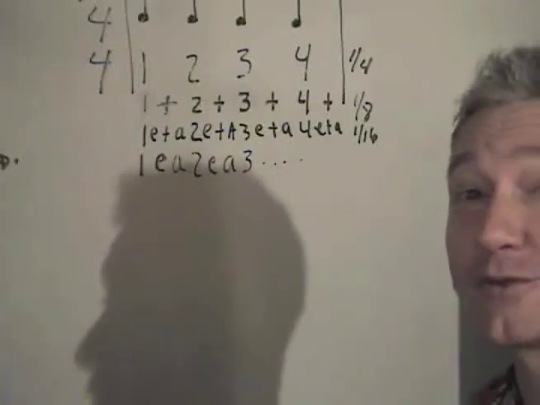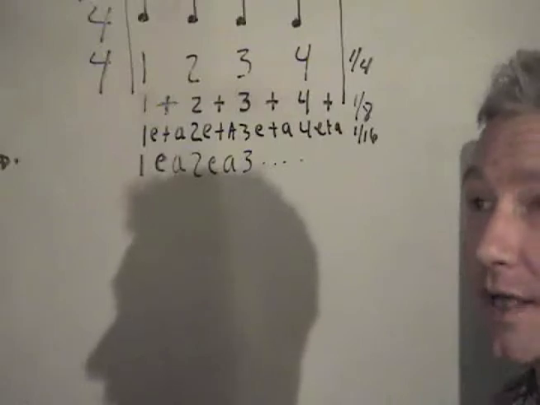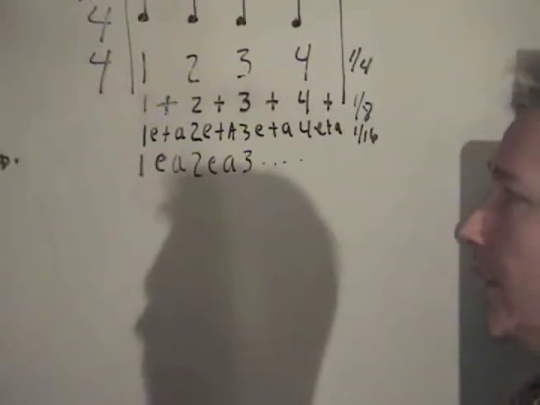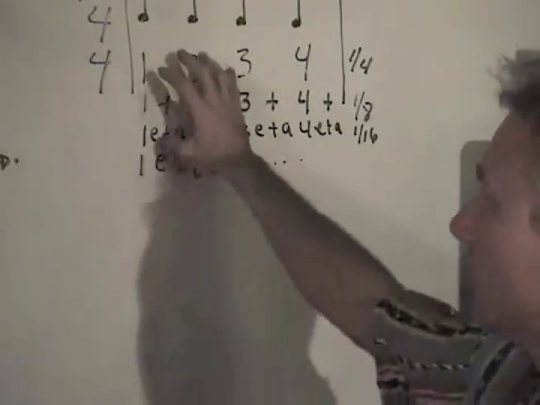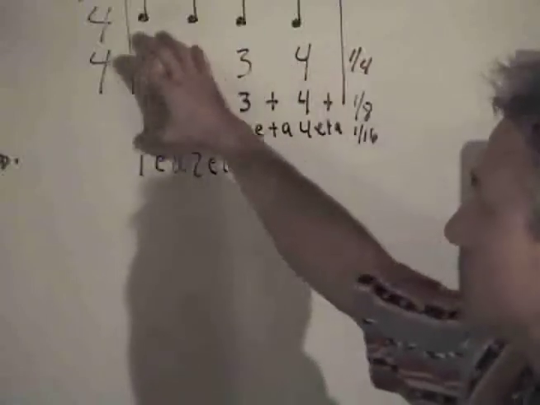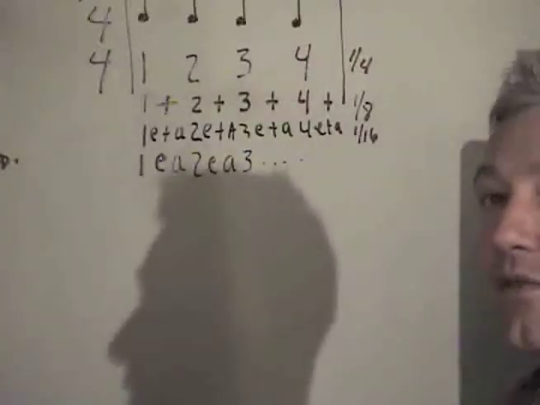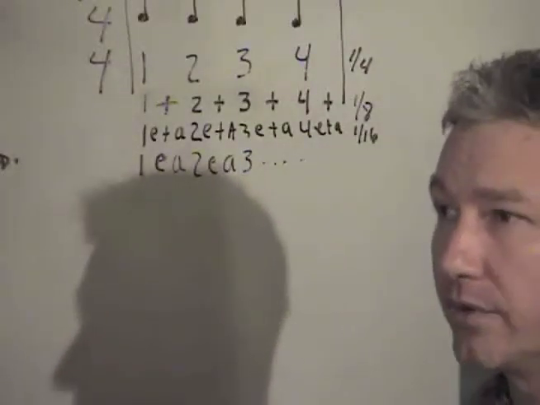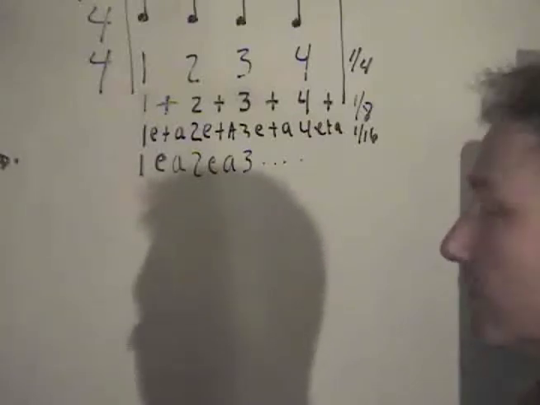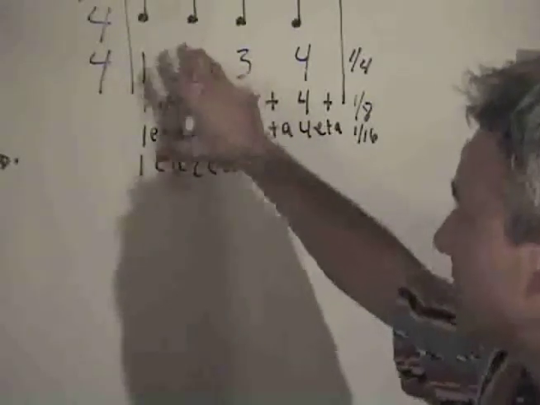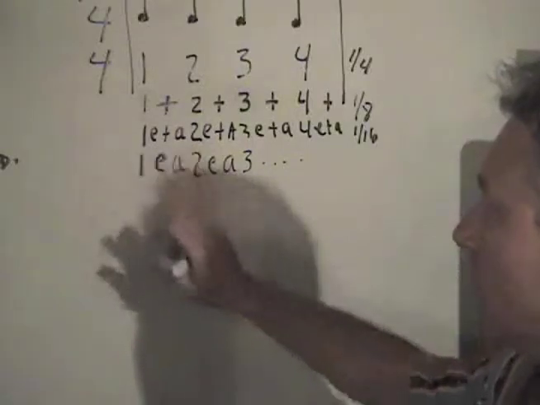The term for those types of rhythm is ternary rhythms, based on three. Rhythms that are based on twos and fours, those are binary rhythms. So that's the difference. Straight versus swung.